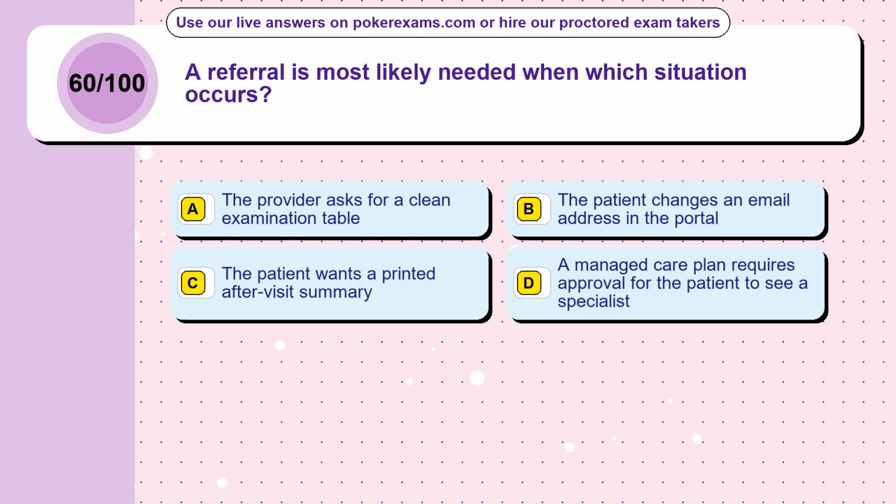Option B. The patient changes an email address in the portal. Option C. The patient wants a printed after-visit summary. Option D. A managed care plan requires approval for the patient to see a specialist.